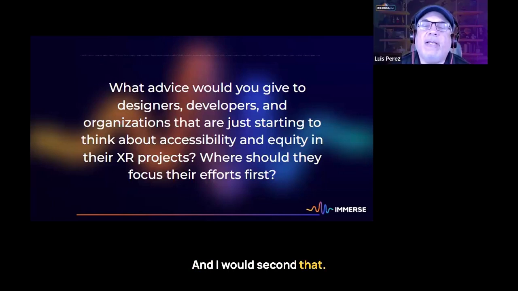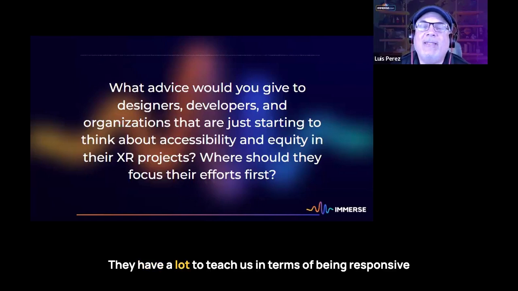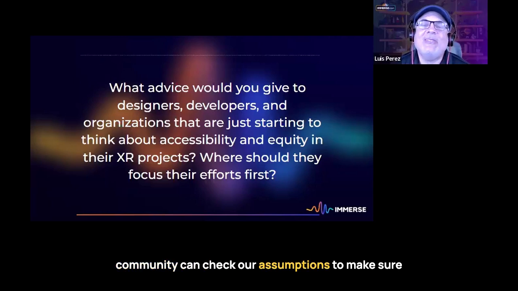And I would second that. I would say engage the disability community. They have a lot to teach us in terms of being responsive to a range of different needs. And also sometimes as designers, we make assumptions. And so the disability community can check our assumptions to make sure that they're actually accurate.